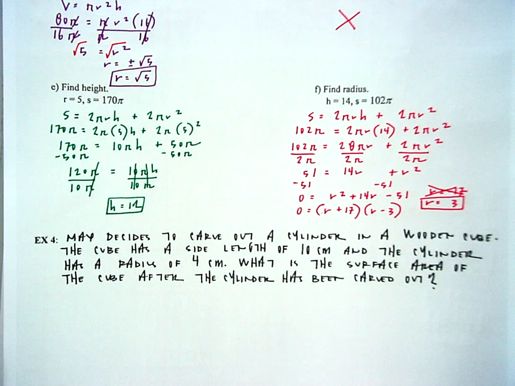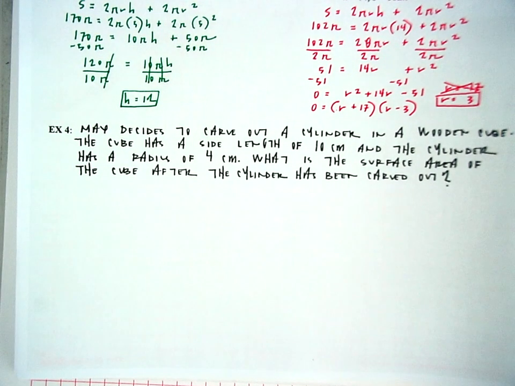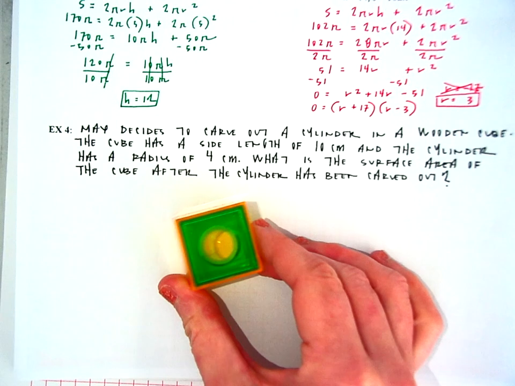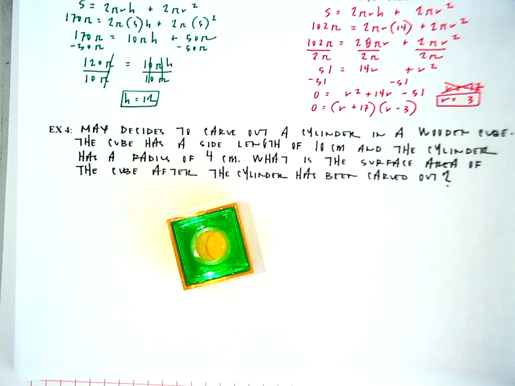All right, last problem. So here we've got Max. Max decides to carve out a cylinder in a wooden cube. The cube has a side length of 10 centimeters, and the cylinder has a radius of 4 centimeters. What is the surface area of the cube after the cylinder has been carved out? So what I'm trying to visualize is I'm starting with a cube, but then inside of it, I have this cylinder that is carved out. It's like drilling a cylinder out of my cube.